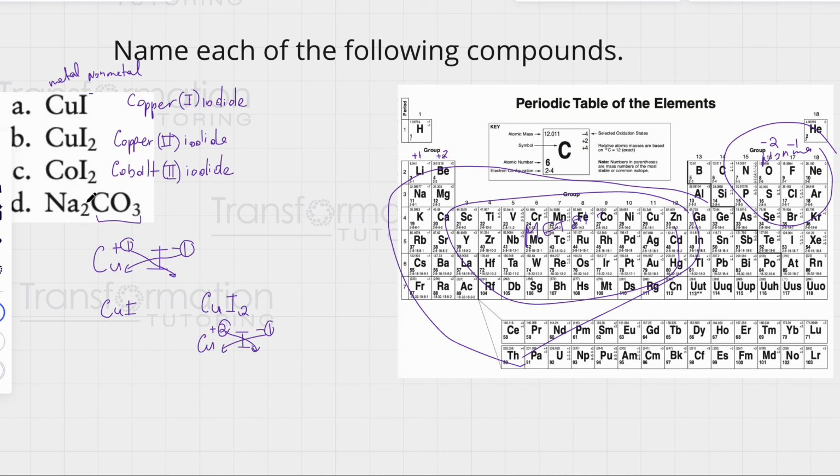How do we name it? We write the name of the metal, which in this case is sodium, and the name of the polyatomic ion. CO3 is carbonate. So this is sodium carbonate. Now, do I need the Roman numeral? Well, sodium is not a transition metal, so no Roman numeral is needed.